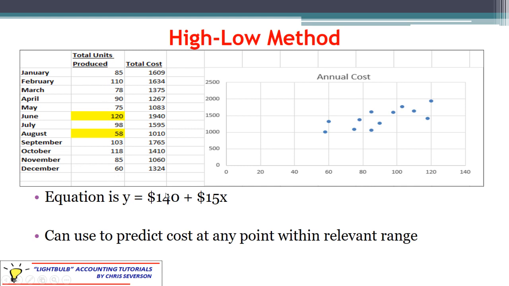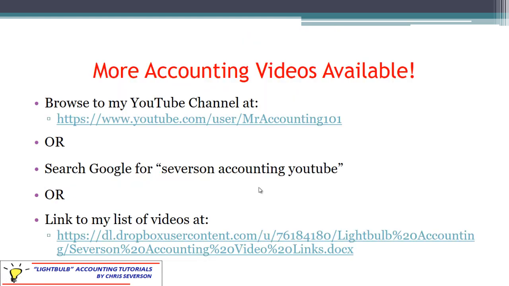So it wouldn't make sense to try to apply this line to 1,000,000 units or even 100,000 units. That's probably too many. Of course, we don't know based on this. Maybe they're always operating way below capacity, which is another issue altogether. But in any case, this is the way to use the high-low method. Hopefully that has helped to clarify this particular cost analysis method or cost prediction method. But as always, if you have any questions, feel free to let me know. Thank you.